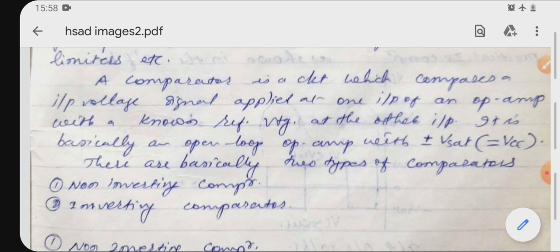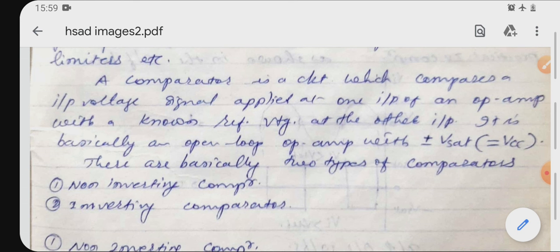It is basically an open loop op-amp with positive or negative Vsat, which is equal to Vcc. I'll repeat. A comparator is a circuit which compares two input voltages applied at two input terminals. Which two input voltages? One is the applied input voltage, another is a known fixed reference voltage. Comparison of these two, that's why it is called a comparator.